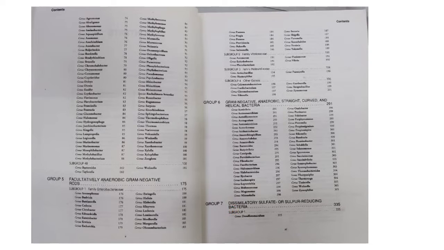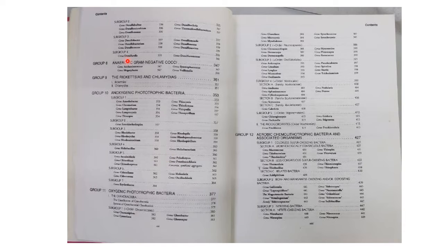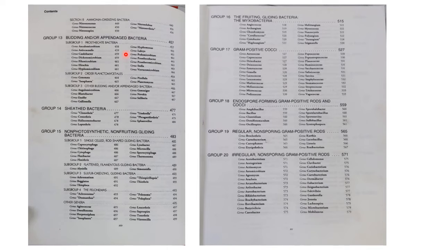Then the sixth group is gram negative anaerobic straight, curved and helical bacteria. Seventh is dissimilatory sulfate or sulfur reducing bacteria. Eighth group is anaerobic gram negative cocci. Ninth is rickettsias and chlamydias. Tenth is anoxygenic phototrophic bacteria. Eleventh is oxygenic phototrophic bacteria. Then twelfth is aerobic chemolithotrophic bacteria and associated organisms. Then budding or appendaged bacteria. Then sheathed bacteria. Then fifteenth is non-photosynthetic, non-fruiting, gliding bacteria. Then sixteenth is myxobacteria, the fruiting, gliding bacteria.